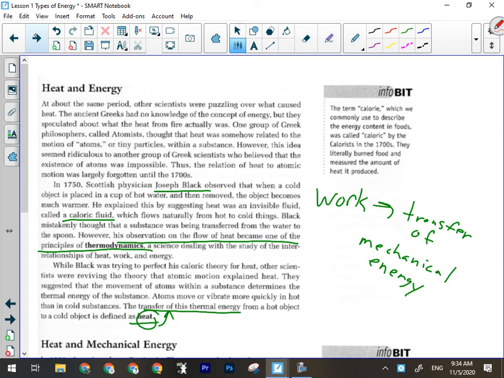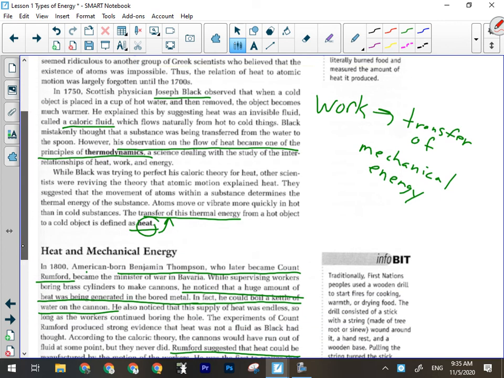Okay? All right. So Joseph Black came up with this idea that there's this flow of something. I don't know what, but there's a flow from the hot to the cold. I'm going to call it caloric fluid. This invisible fluid that magically makes my idea work. Okay? So he suggested that it naturally flows from hot to cold things. Black mistakenly thought that a substance was being transferred. Okay? There can't be a substance or there'd be a change in mass. Okay? Being transferred to the water, or from the water to the spoon. However, his observation on the flow of heat became one of the principles of thermodynamics. In fact, it's the second law of thermodynamics. Energy always flows from hot to cold. Okay? That's the second law of thermodynamics.